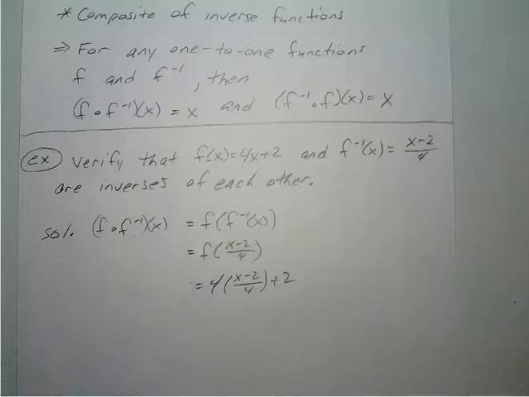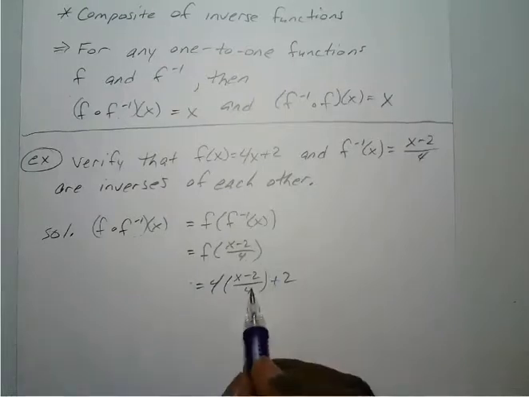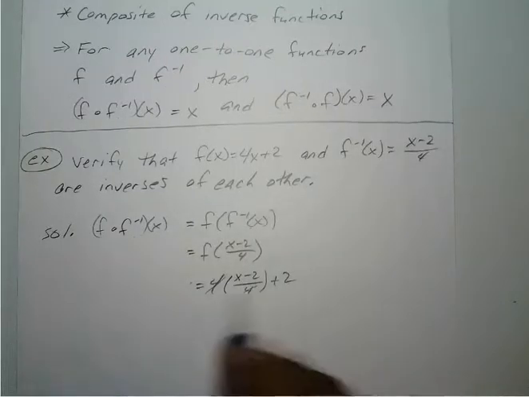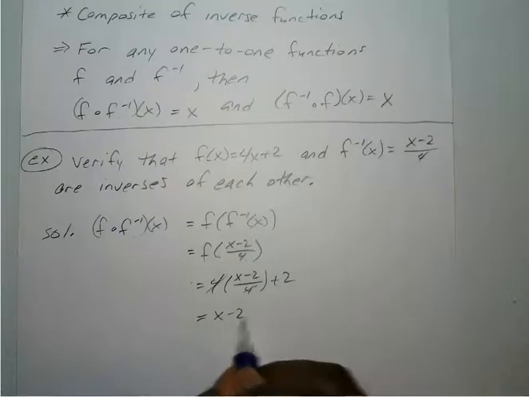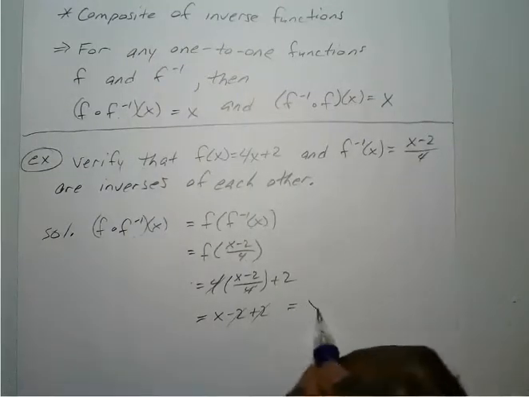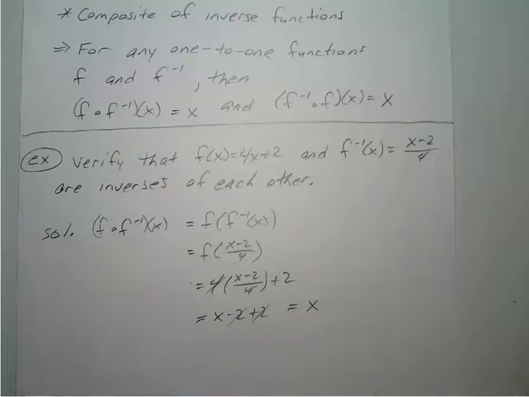And we replace it. So if we go ahead and simplify this, these 4's cancel each other out. So that leaves us with x minus 2 plus 2, where these 2 cancel out, which is just x. Okay. So how about if we flip it the other way around?